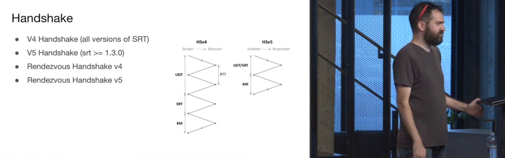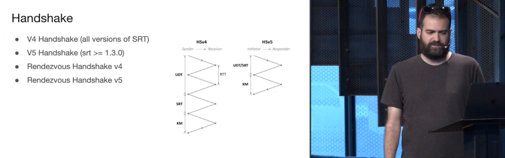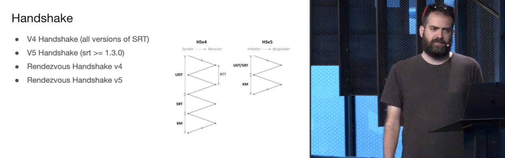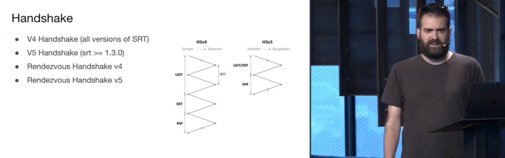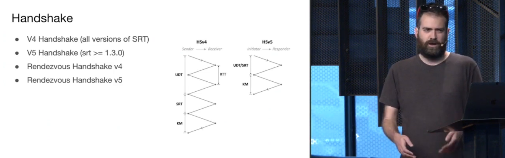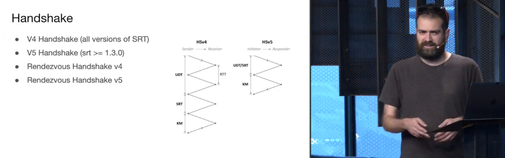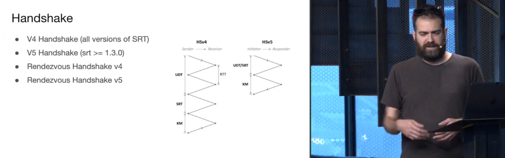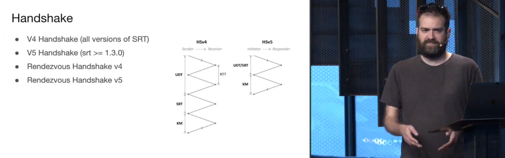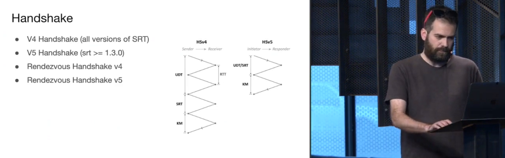So SRT actually has 4 handshakes. It has sender and receiver handshakes. There's the version 4 handshake and the version 5 handshake. And then it has something called the rendezvous handshake, where no party is designated sender up front. It's sort of a hand wave type protocol. It's really cool, but I'm not going to get into it in this talk. The big difference between version 4 and version 5 is the number of packets exchanged. In version 4, it's 4 round trips, and in version 5, it's just 2.